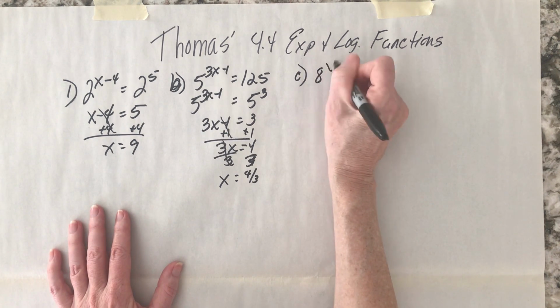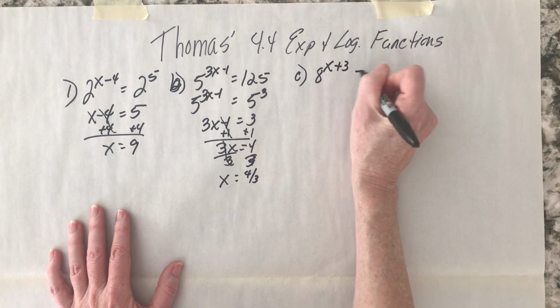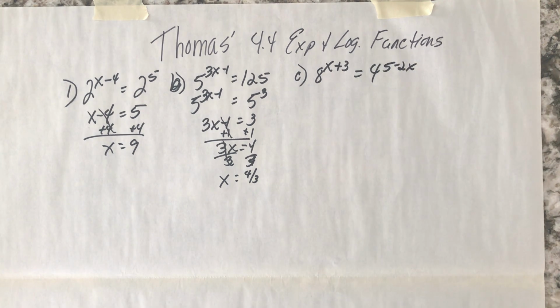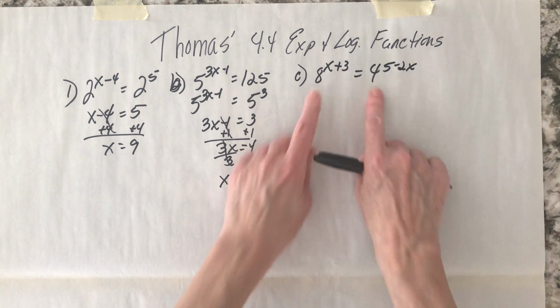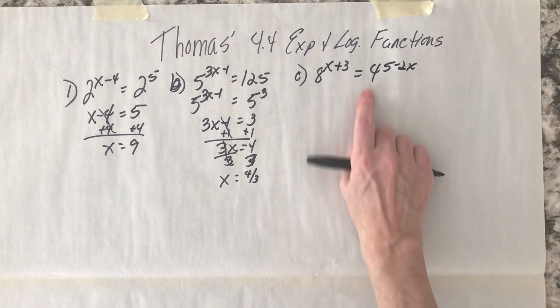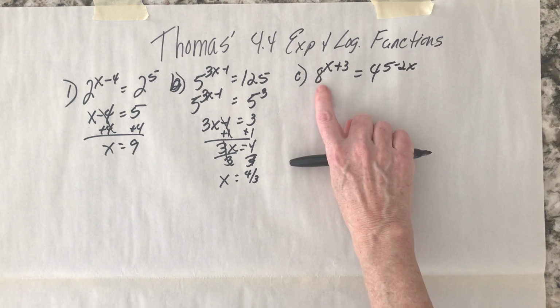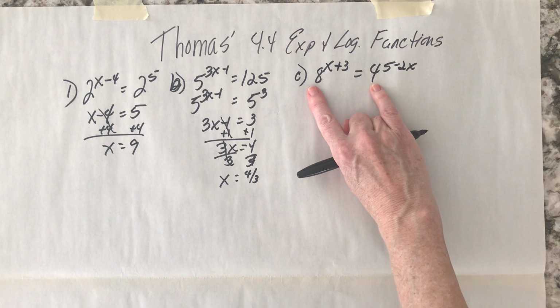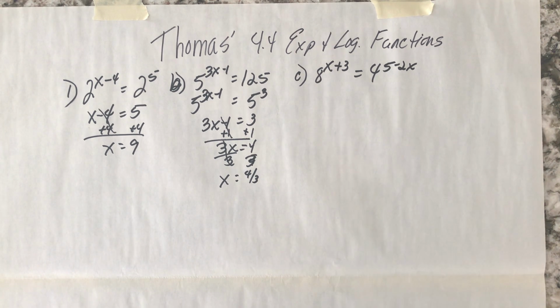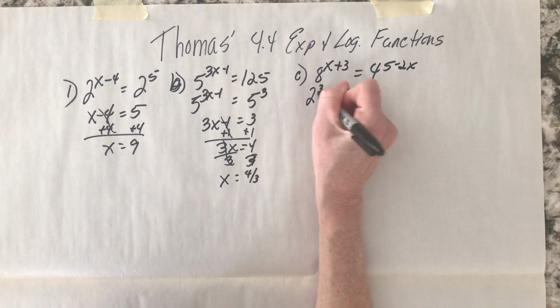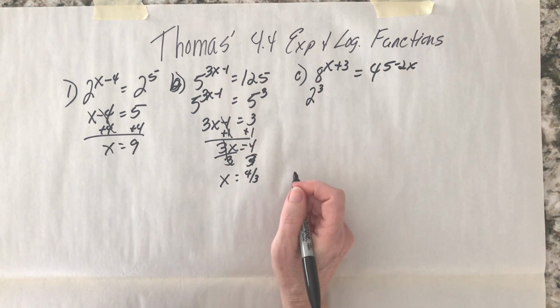C is 8 to the x plus 3 equals 4 to the 5 minus 2x. Those are going to have to be converted to the same base also. 4 is the smaller one, but 4 squared is 16, not 8. And we need these two to be based off the same base. So let's jack them both down to 2's. So 8 is 2 times 2 times 2. 8 is 2 to the 3rd. So we'll rewrite 8 as 2 to the 3rd.